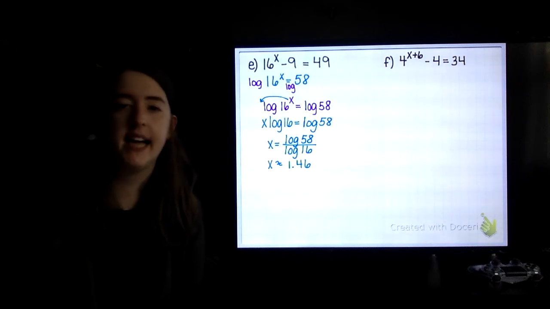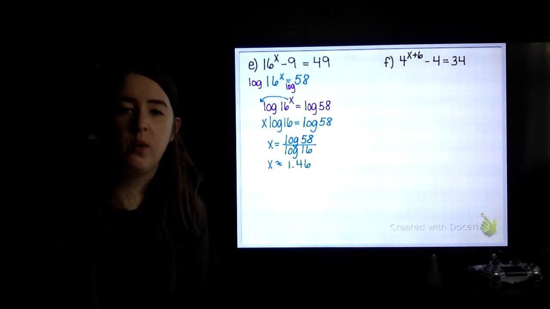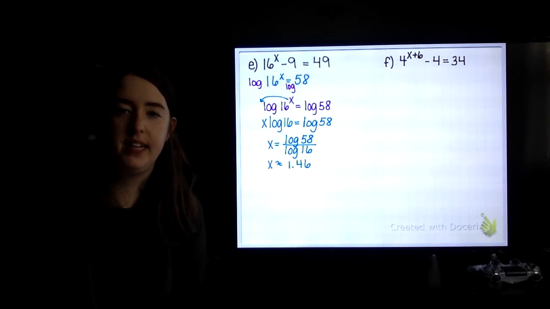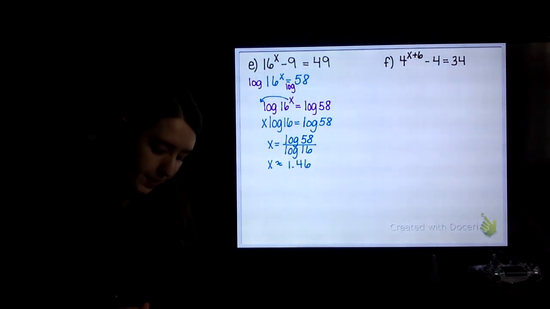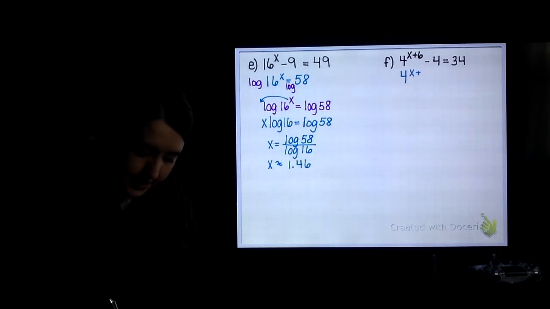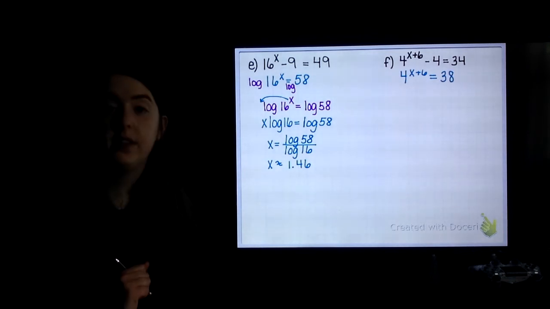Okay, let's attack f now. So let's work our way in to x. We need to get that 4 to the other side. So I'm going to add 4 to both sides. So we end up with 4 to the x plus 6 power equals 38 when I add that 4 over.